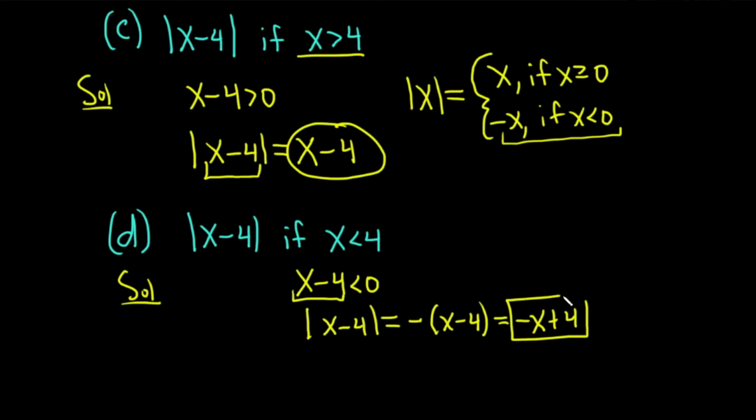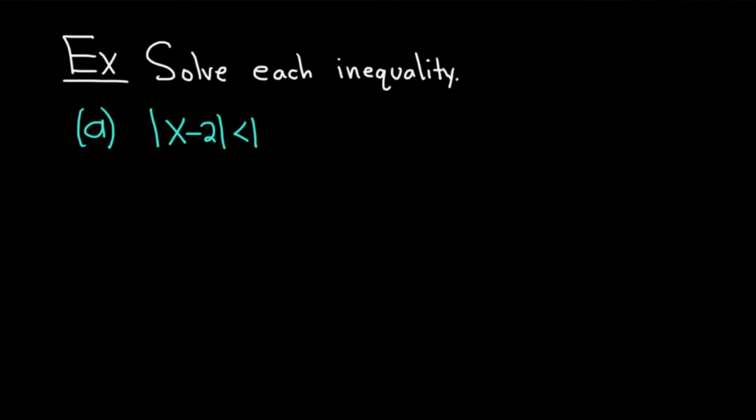Really nice. Okay, let's do something a little bit different. Solve each inequality. Part A, we have the absolute value of x minus 2 less than 1. Let's work through this one.